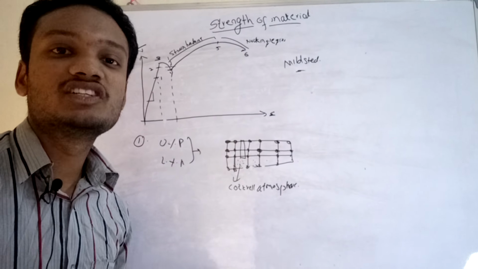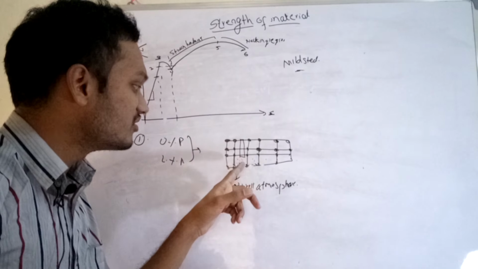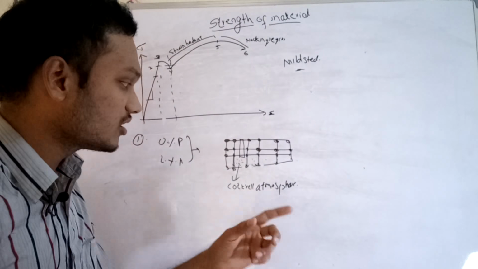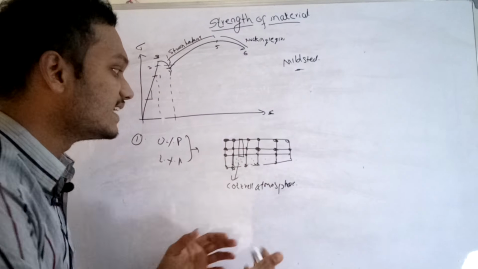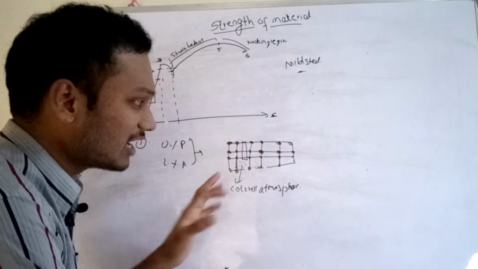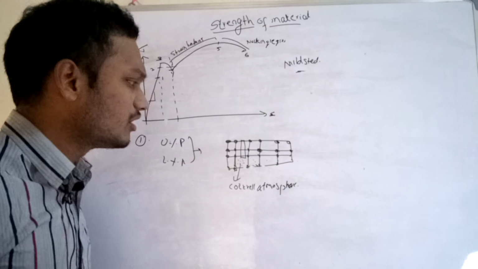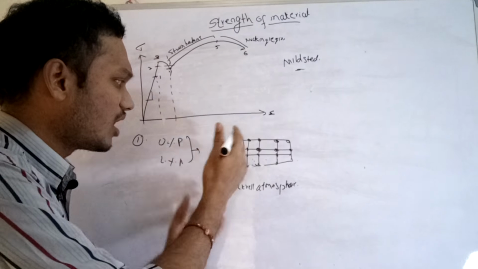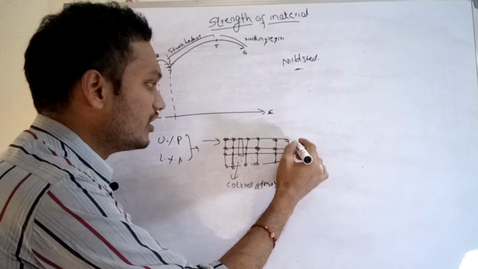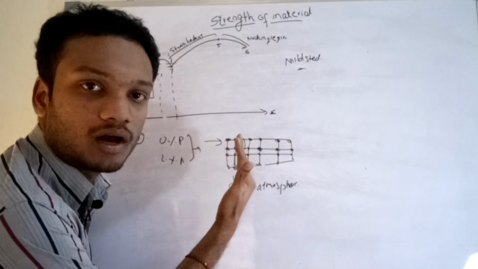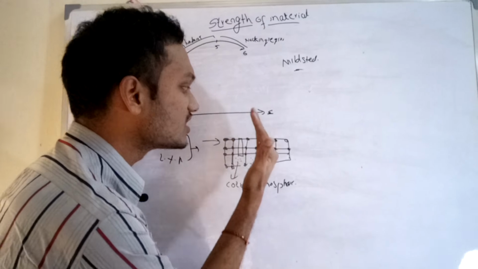Why? Because according to the stability principle, if they settle here, they will feel stable. So because of the stability criterion, they will settle below the slip plane. Actually this is nothing but an extra half plane, which means an extra block of atoms. When you apply a load, this extra block of atoms will try to move from one slip plane to another slip plane.